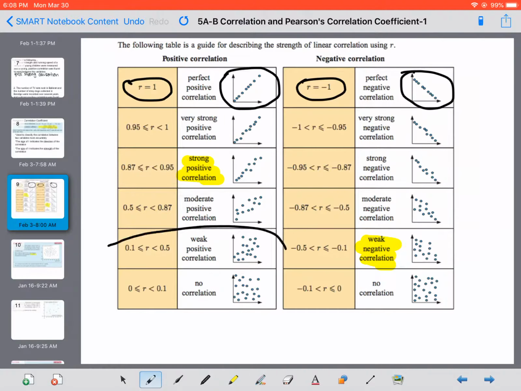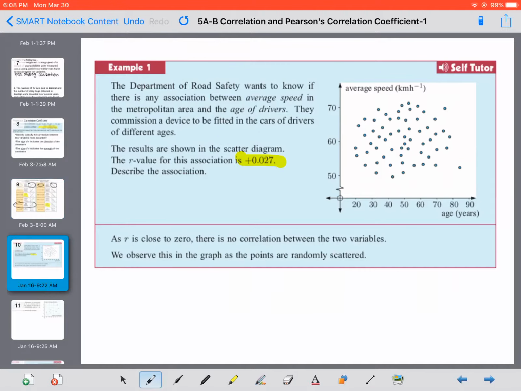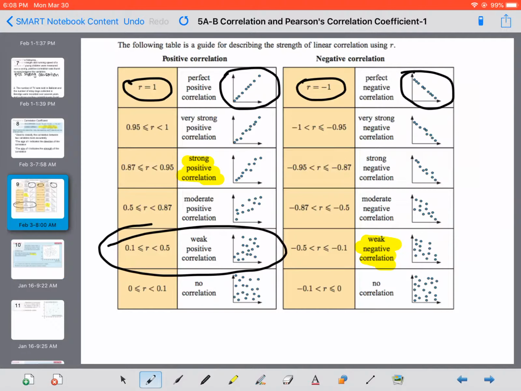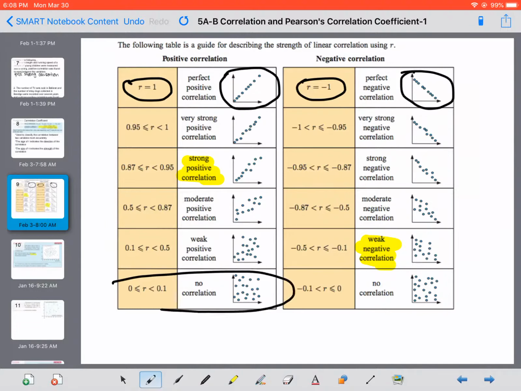Actually, hold on, let me see where that decimal was again. Oh yeah, it's not even that. It's less than 0.1. That's my fault, sorry, I was not paying attention. So it is no correlation, because it is less than 0.1. So we would say that there is no correlation there.